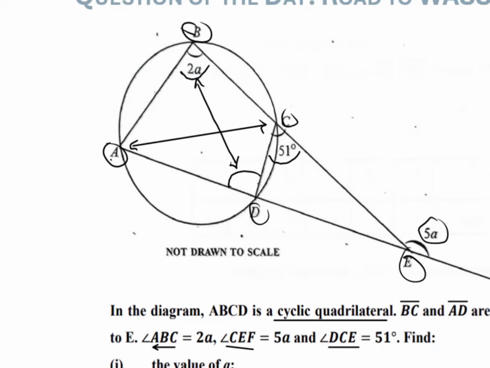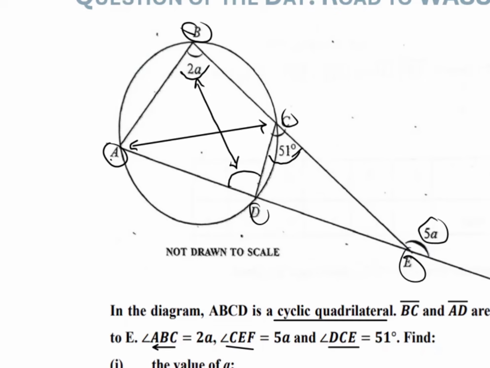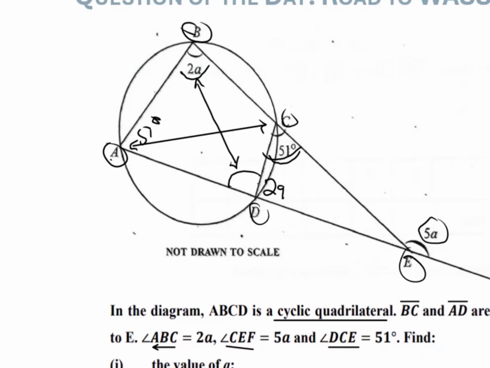Now another theorem is that the exterior angle of a cyclic quadrilateral is equal to the interior opposite angle. So this is an exterior angle of this cyclic quadrilateral, and it is opposite to this interior angle. So if angle ECD is 51 degrees, then angle BAD is also 51 degrees. Then if angle ABC is 2A, then angle CDE is also 2A. Whenever you have a cyclic quadrilateral, the exterior angle is equal to the interior opposite angle.